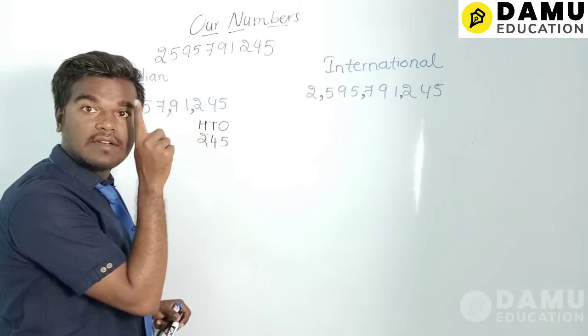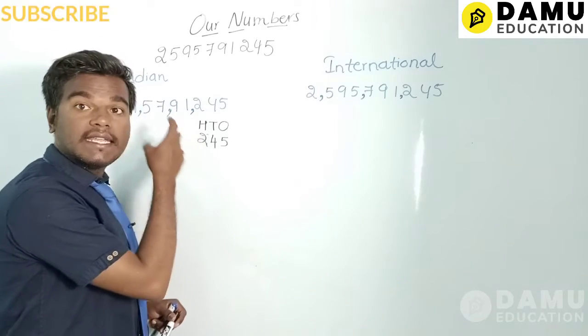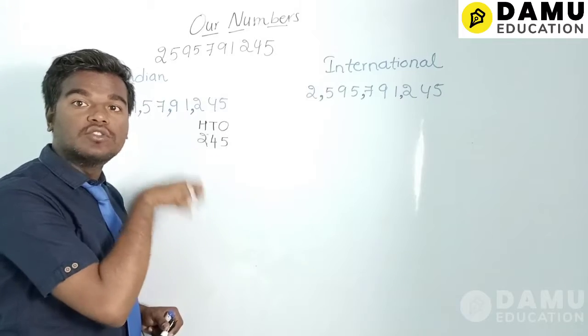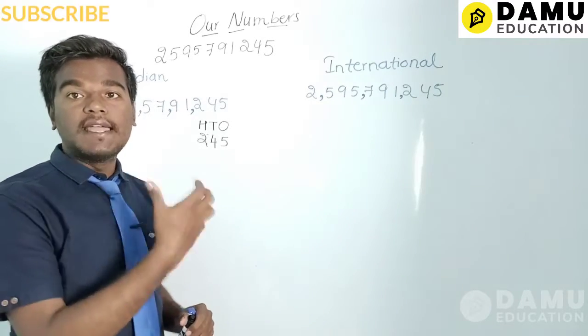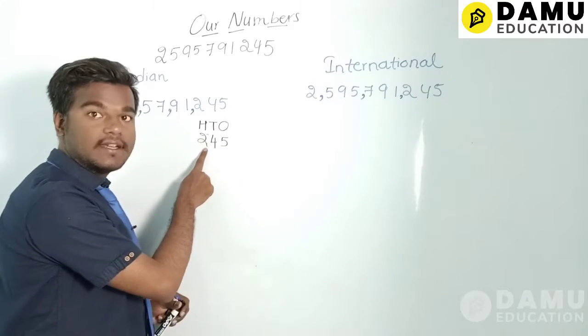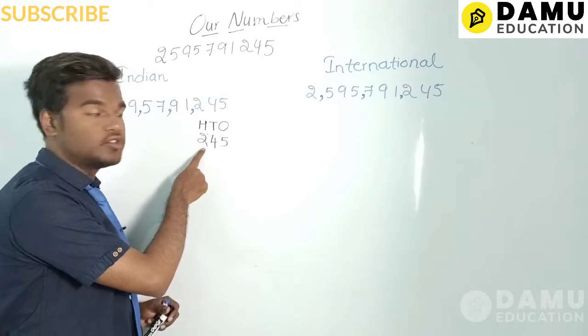5 is in the ones place, so that is only 5. 40 and 5, we are adding 5 to the 40. I will explain that in expanded form also. Then we have 45. This is the hundreds place, so that is 200 we are using.